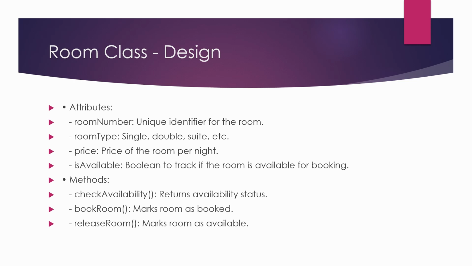Let's take a closer look at the room class. It has a few key attributes: room number, room type, price, and availability status. The methods within the room class will include checking availability, booking a room, and releasing a room once the booking is complete. These methods will help manage the core functionality of our hotel system.